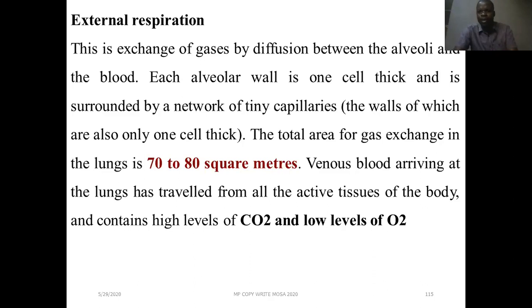We're going to see that high levels of oxygen which are found in the lungs will diffuse to low levels of oxygen which are found in the pulmonary veins. The pulmonary veins are the only veins in the body that carry oxygen.